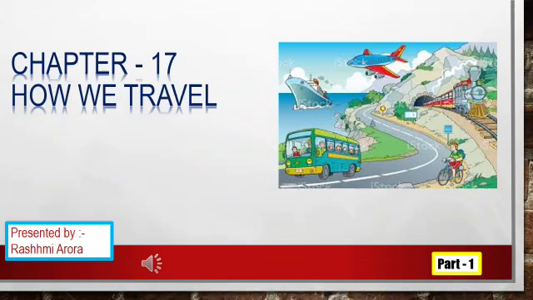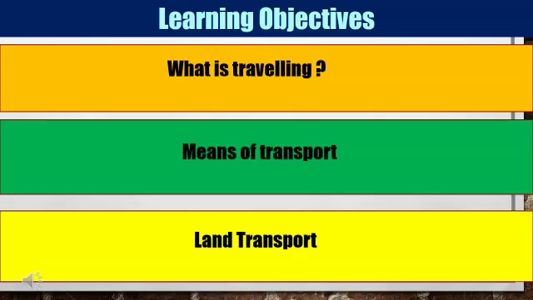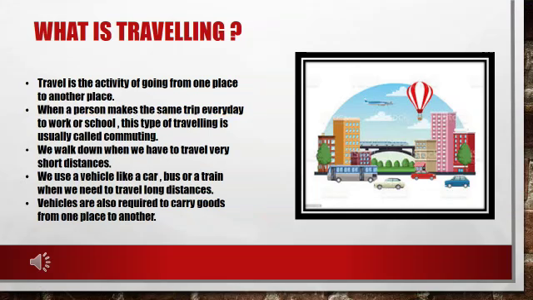Today we will start with our new chapter, chapter 17, How We Travel. Today our learning objectives are what is traveling, means of transport and land transport. So let's start with what is traveling. Travel is the activity of going from one place to another place.